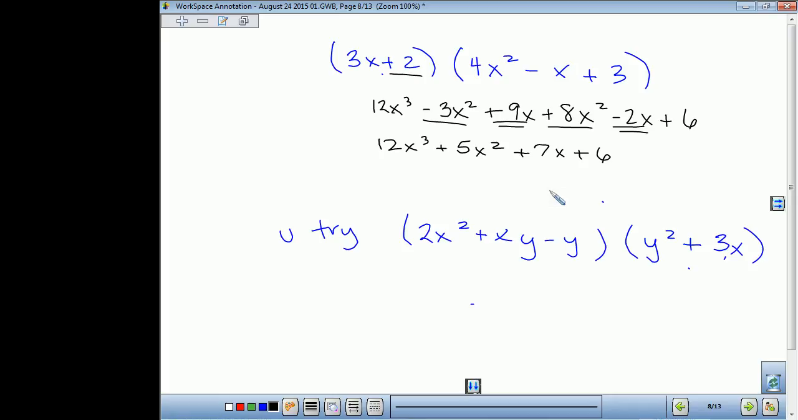Now, sometimes we have like terms and sometimes we don't. So sometimes we can combine our terms and simplify our expression, and sometimes it doesn't work that way.